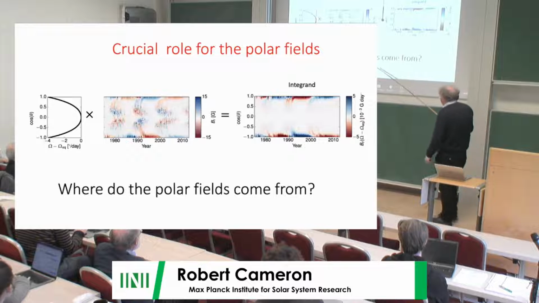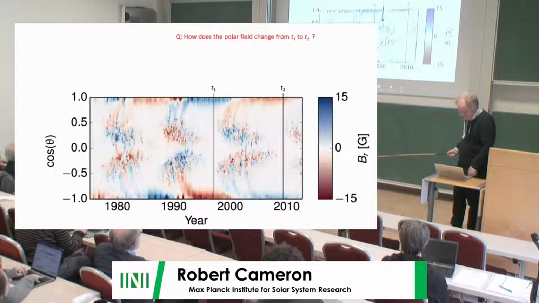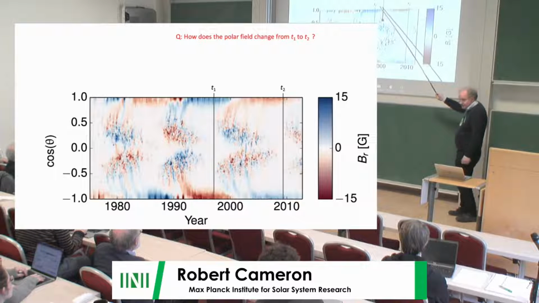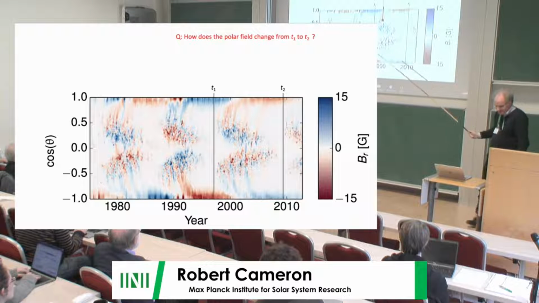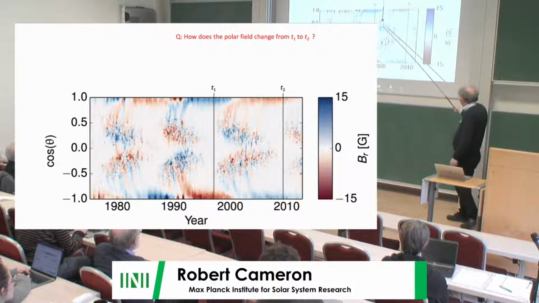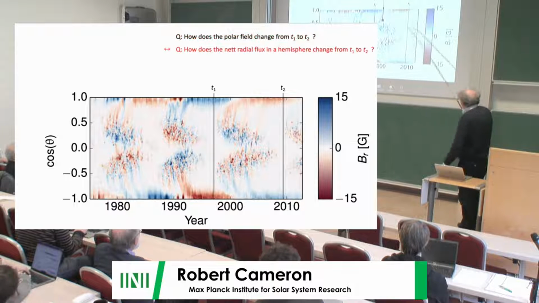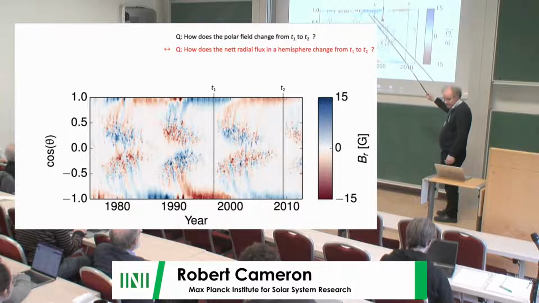Next, I want to briefly discuss where the polar fields come from. So the polar fields are critical. Where do they come from? Actually, I'm not going to answer that question. I'm going to answer the question of how they change from this time to this time. Because this is a much easier question than working out what happens in between, because at these times, most of the flux, essentially all the flux, is concentrated at the poles.